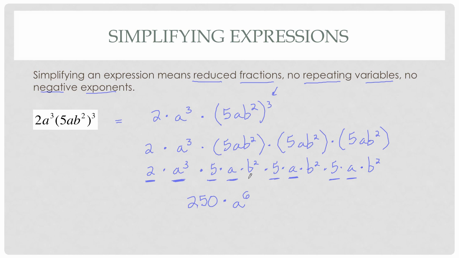And let's look at the b's. I got b squared times another b squared, that's b to the 4th, 2 plus 2, times another b squared, that's 6 b's all multiplied, so that's b to the 6th. So my final answer is that simplifies down to 250 times a to the 6th times b to the 6th.